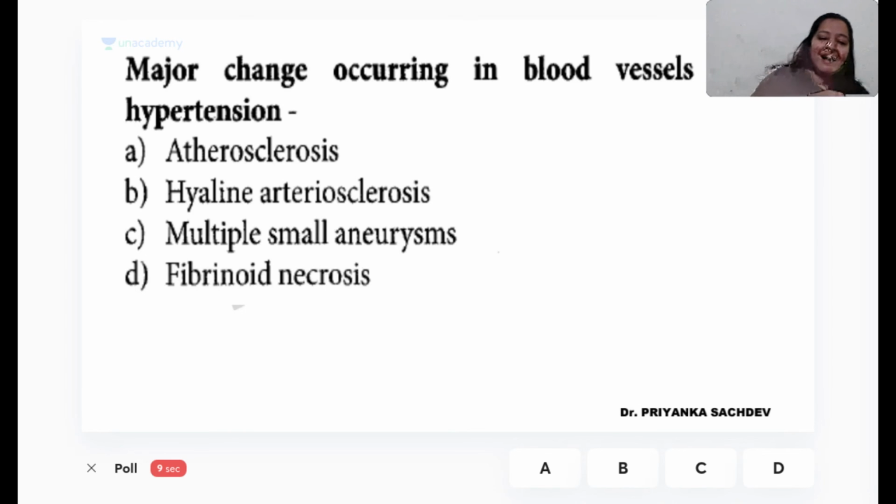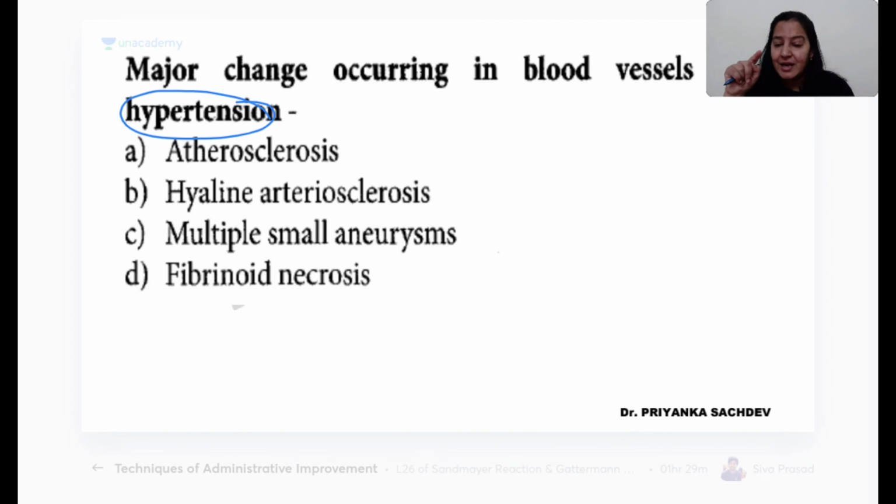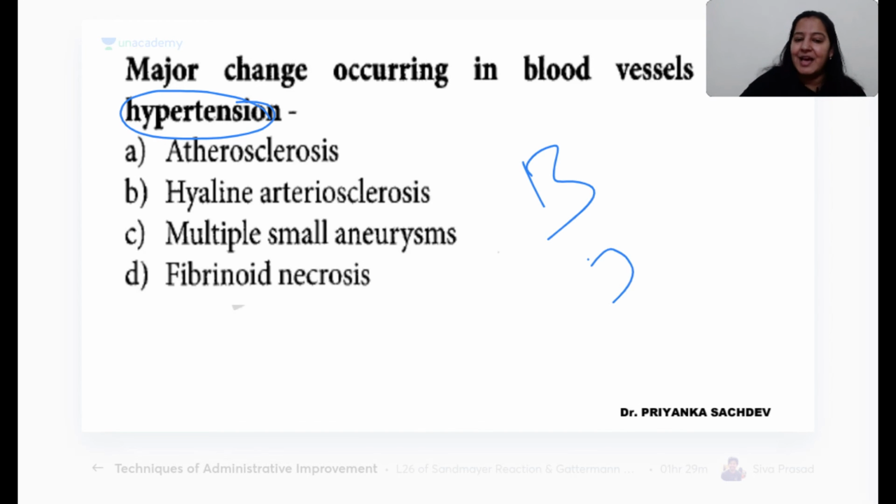Now the trick in the question: in hypertension, I have not written benign or malignant. Question is wrong, you can say. Question should contain benign or malignant because options contain both things. If I say benign, your answer will be different. If I say malignant, your answer will be different. So there are 2 options correct here. Those who have marked B, they are correct. Those who have marked D, they are also correct. B is also correct. D is also correct.